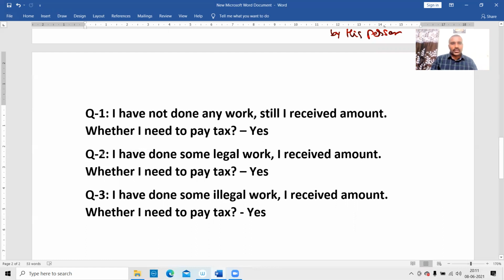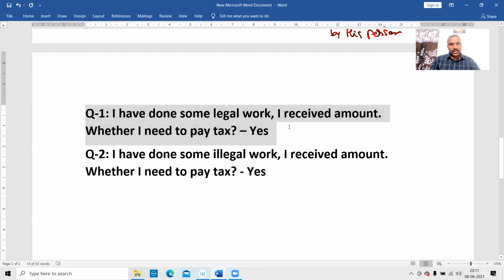You better reframe this. You put it as question number 1, legal work, question number 2, illegal work, and question number 3, so that it will be more comfortable for us.